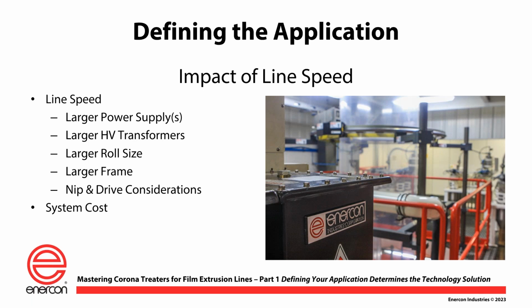So you want to make sure that the line speed is accurate, because if it's not, if the line speed is sort of out there, in whatever land, that's going to then require the vendor to provide you a bigger power supply than necessary, which then will necessitate a bigger treater roll, a bigger frame, potential drive and nip considerations. In addition, when you add all that stuff up, your system cost for that Corona treater just sort of exploded. So the line speed is really, really important to make sure that we get this sorted out.